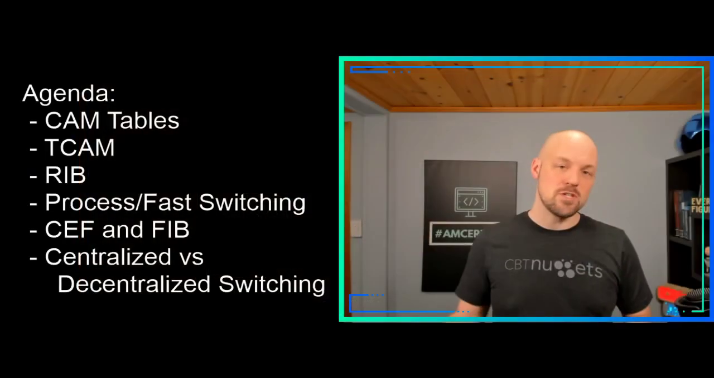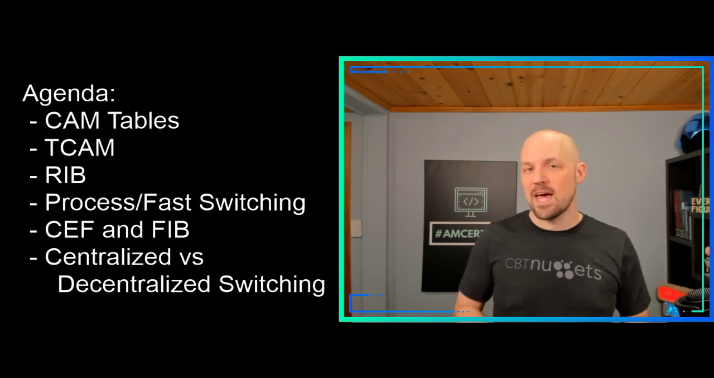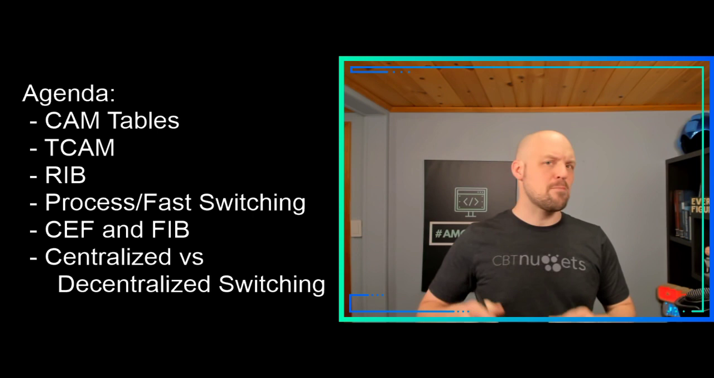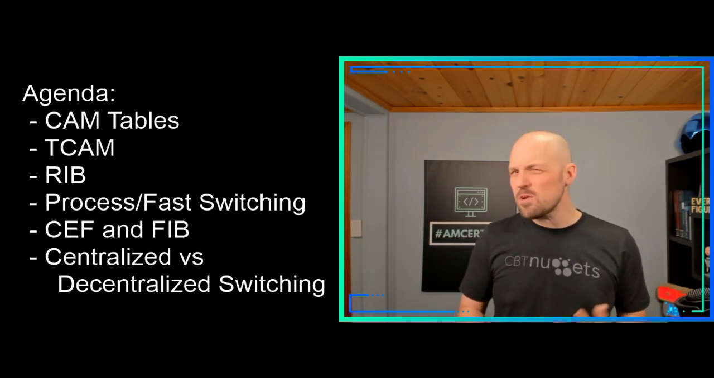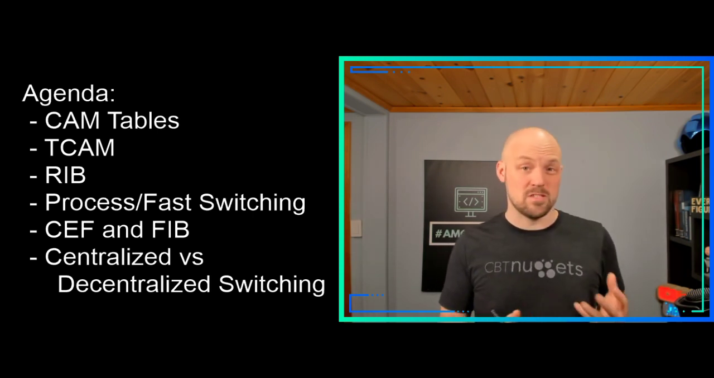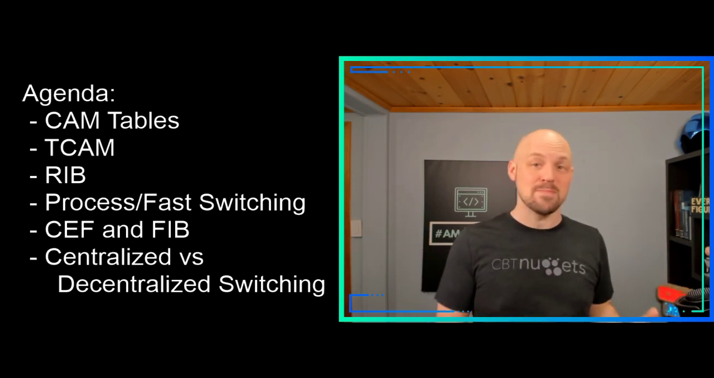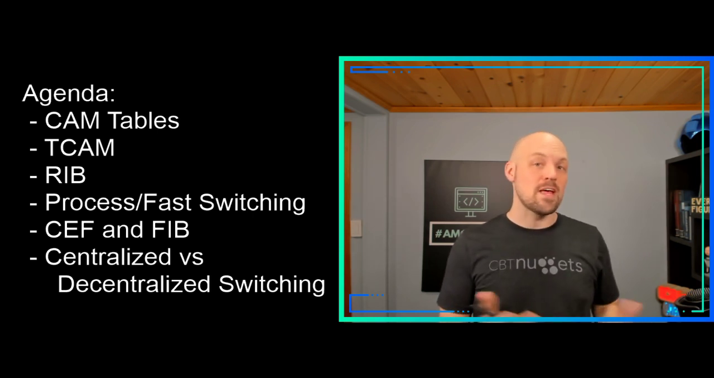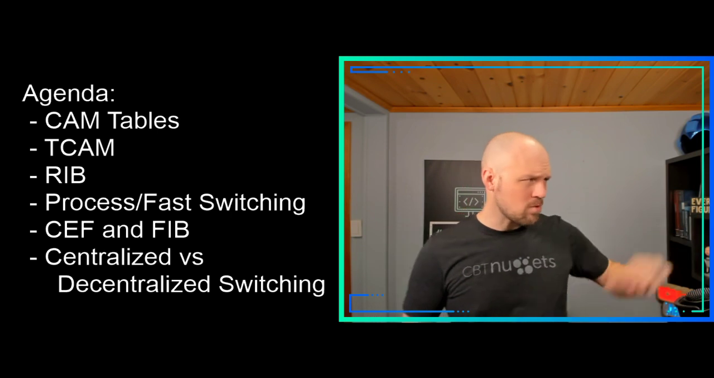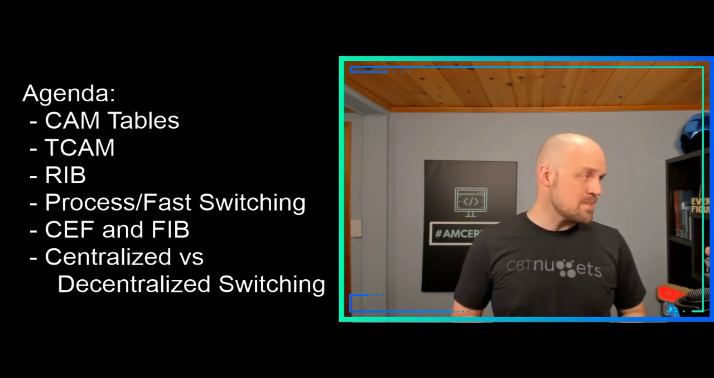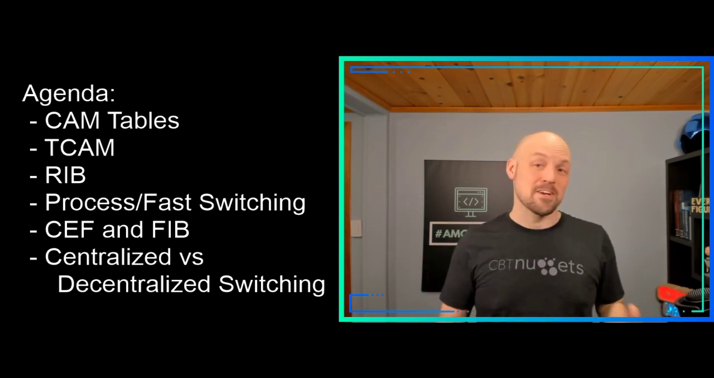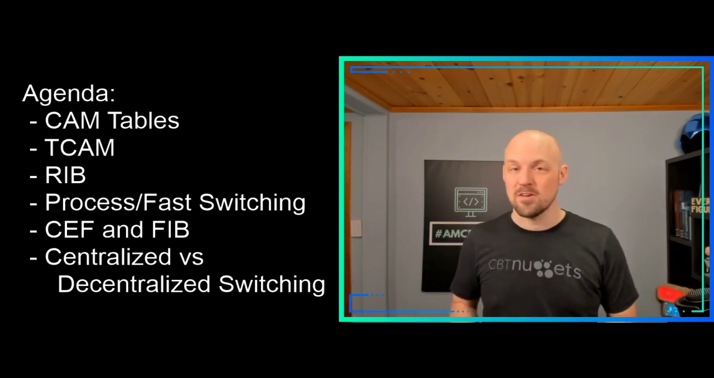The fun thing about this agenda is that we're going to be talking about some concepts that we like to gloss over when we're reading CCNA materials, things like CAM tables and TCAM tables. But do we really understand what a CAM table is, independent of anything else? Why do we call them CAM tables instead of MAC address tables? What's the difference between a CAM table and a TCAM table? And what's the difference between centralized and distributed forwarding? We're going to take a look at a lot of these concepts, process and fast switching, CEF and FIB. So there's a lot to cover here today, as there always is in these sessions.